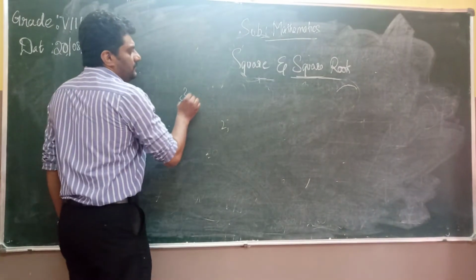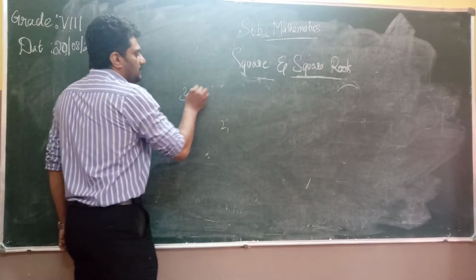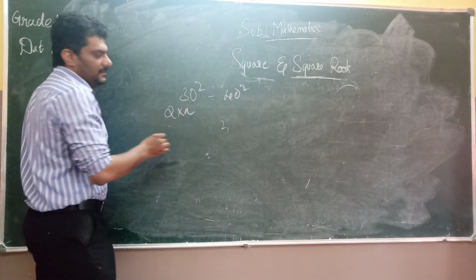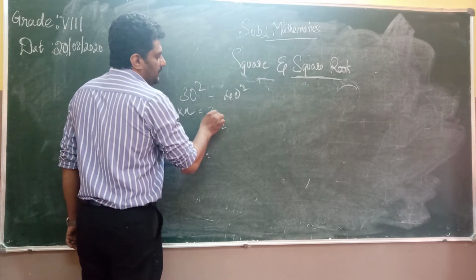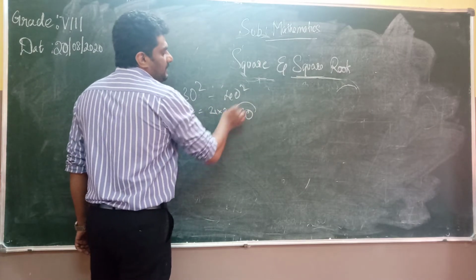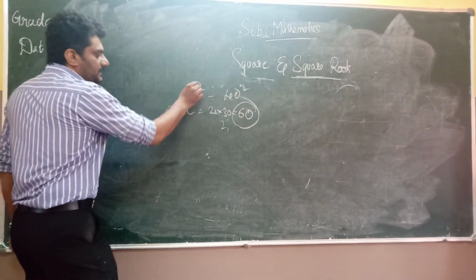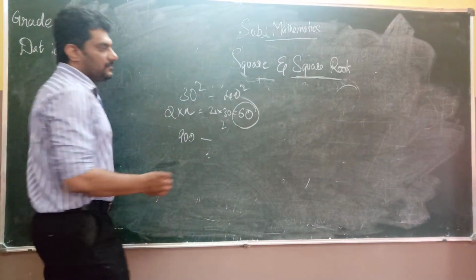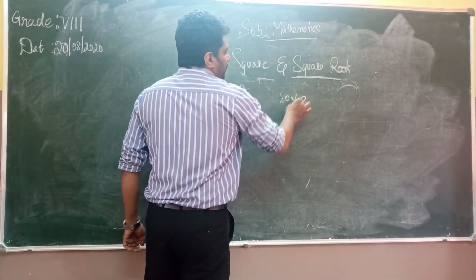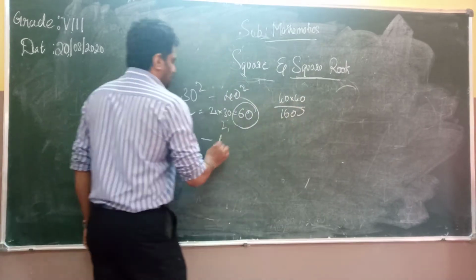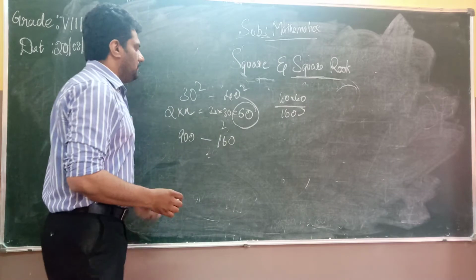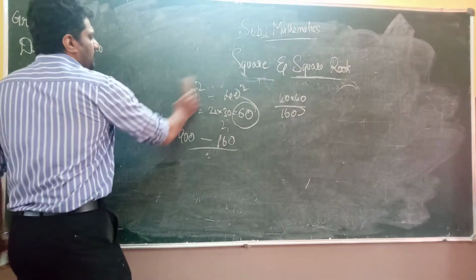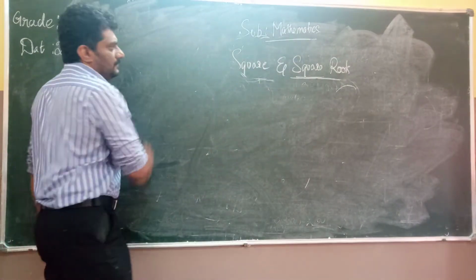the total number of non-perfect squares between 30 square and 40 square. What do we do? 2 into n, which is nothing but 2 into 30, which is 60 numbers are there. If you want, you can check it out. 30 square is 900. 40 square is, how much is 40 square? 40 into 40, which is, if you check this, you should get those many numbers.